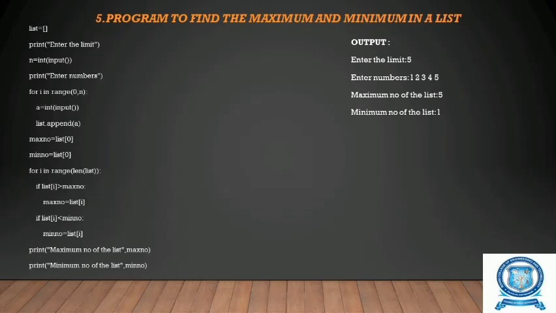Then maximum number is equal to list of 0. We are going to find the maximum number as well as the minimum number here. Then using this for loop we are going to get the length of the list, and we are checking if this list of I is greater than the maximum number, then maximum number is equal to the list of I. Okay, if it is less than the minimum number, then it is the minimum number. So that will be the smallest number in the list. Then we are printing the maximum number and minimum number here. So this is how we will receive this output.